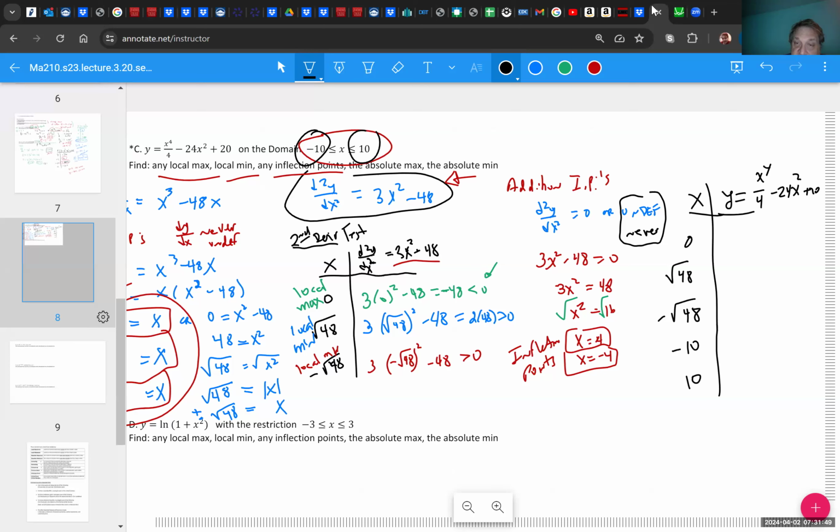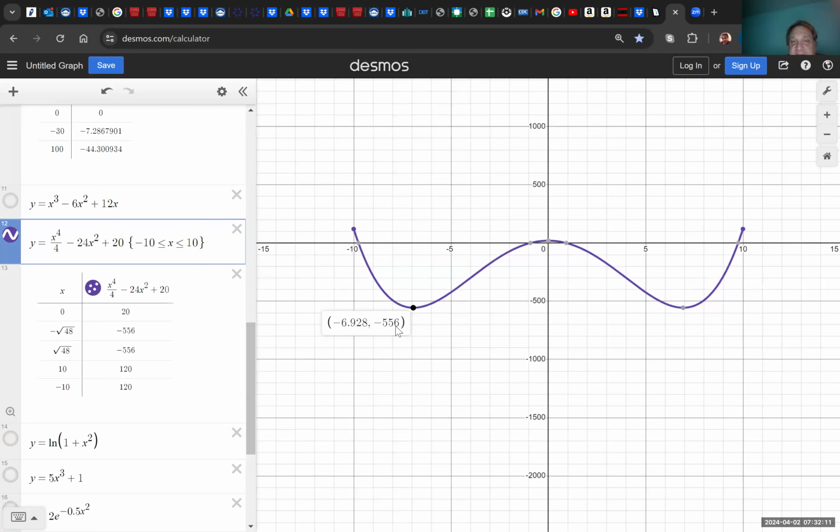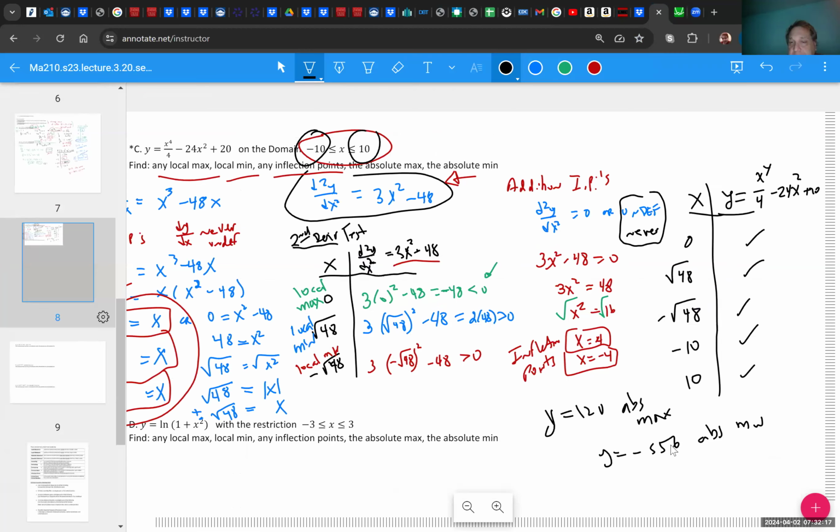I'm just going to write down here y equals 120 is absolute max. And y equals, I think it's negative 556, was the absolute minimum, based on the numbers that you'll have to write here. I'm a little lazy. Also, I don't want to spend so much time writing stuff down. But negative 556 would be the local minimum, and 120. Yeah, I got it written down.